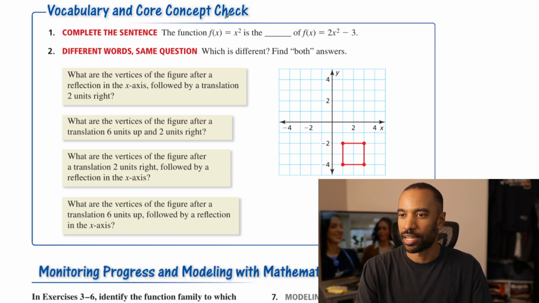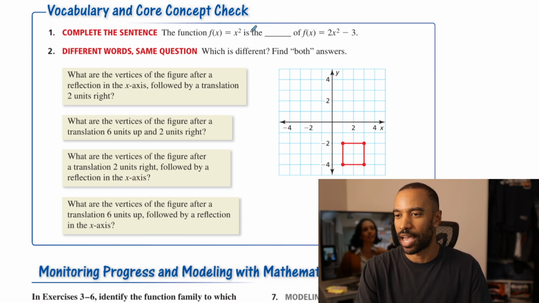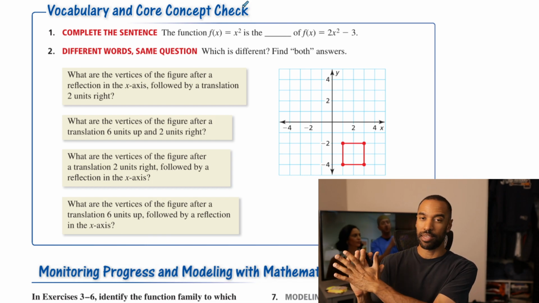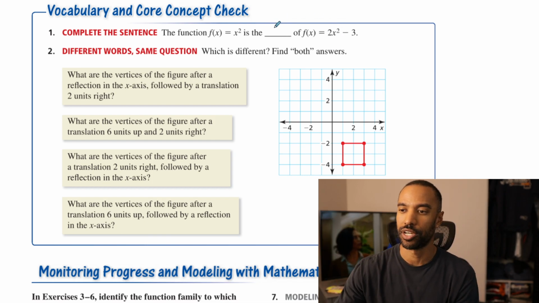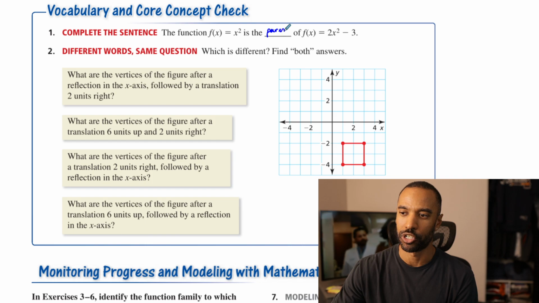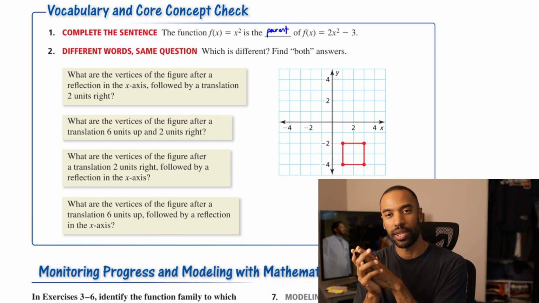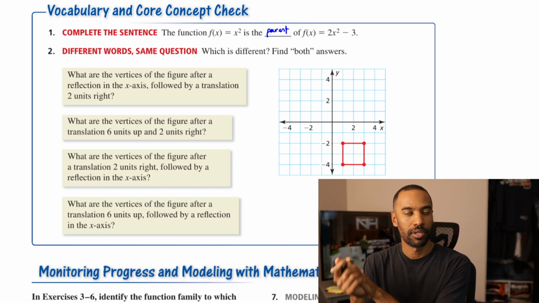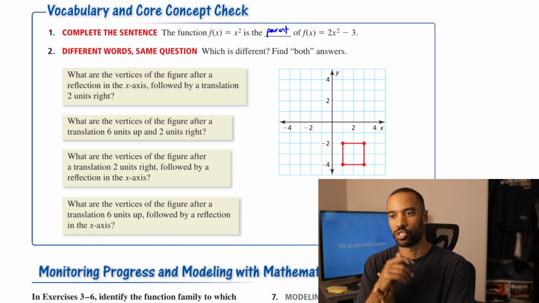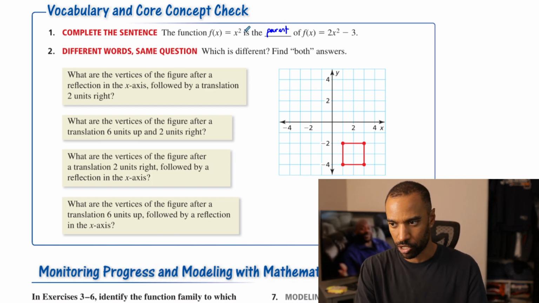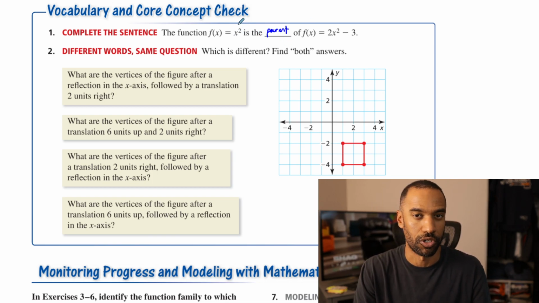Number 1, complete the sentence. The function f of x equals x squared is the blank of f of x equals 2x squared minus 3. I assume they mean the parent function. It's the basic version of this thing. It's a quadratic, but 2x squared minus 3 is a transformed version of that parent function. So this is the parent of that. It's basic. There's no change in transformation from what would originally be the most basic version of it.